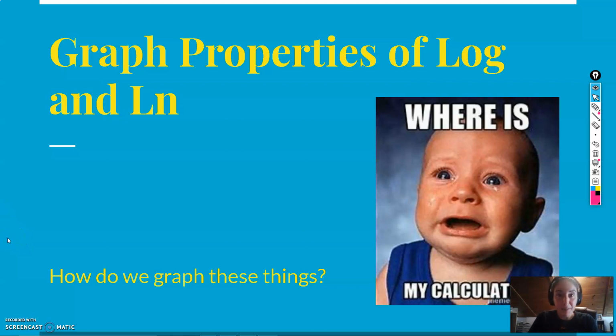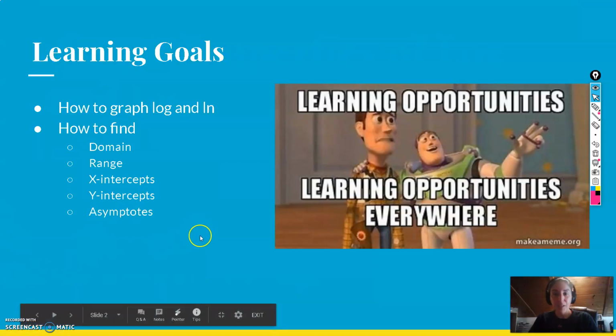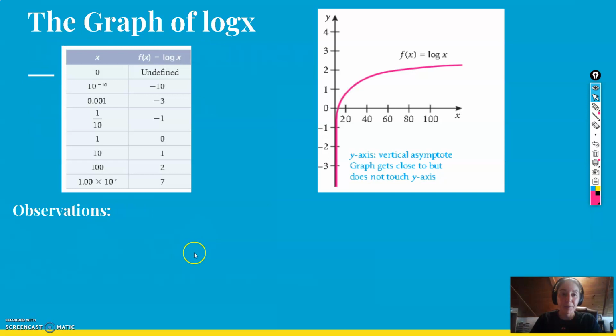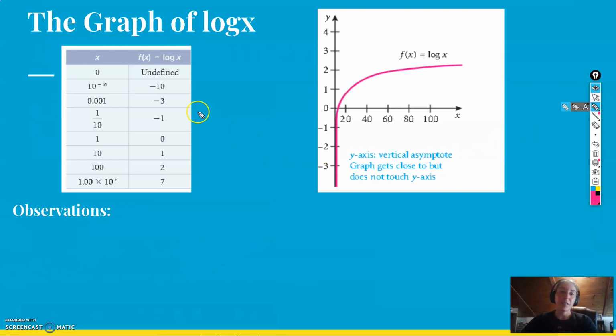So in a couple previous videos, we've done some algebra with log and ln, as well as some evaluation. But now we're going to look at how we graph these things. So what we're going to learn today is how to graph log and ln, and also how to find the domain, range, x-intercept, y-intercept, and any asymptotes that may be hiding in our graph. So first off, let's look at the parent graph, the graph of log x.